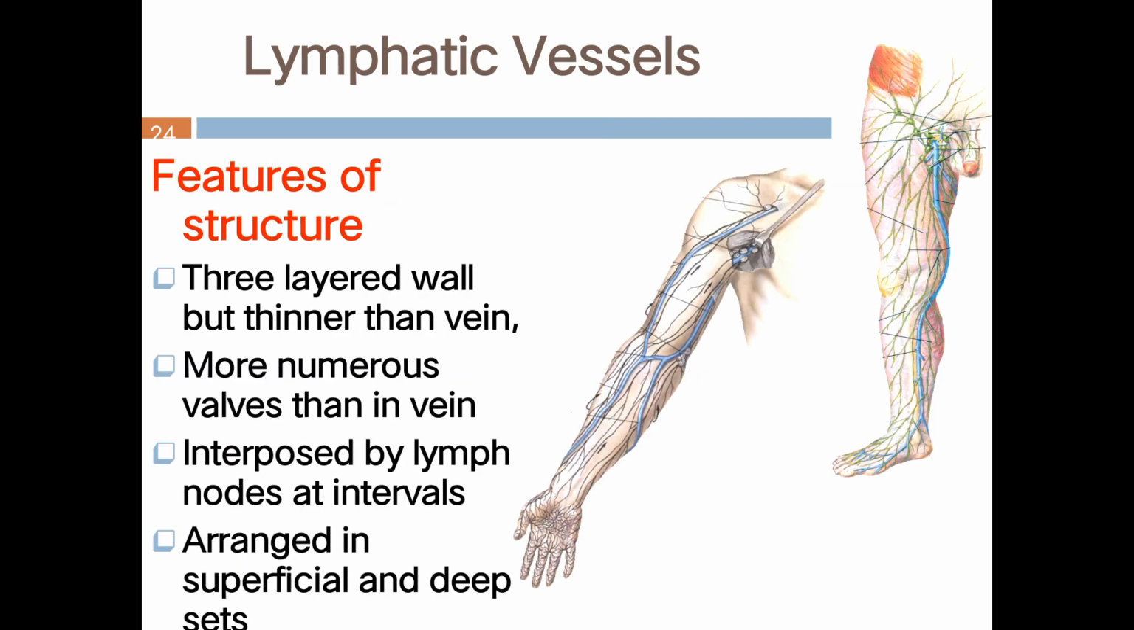So, lymphatic vessel features of structure. There is a three-layered wall, but thinner than a vein, with more numerous valves than in veins, interposed by lymph nodes at intervals, arranged in superficial and deep sets. Lymphatic vessels are thin-walled valved structures that carry lymph. They are lined by endothelial cells and have a thin layer of smooth muscle and adventitia that binds the lymph vessels to surrounding tissue.